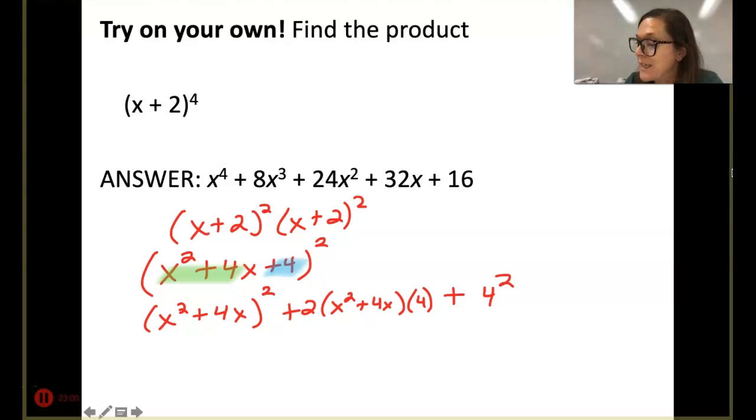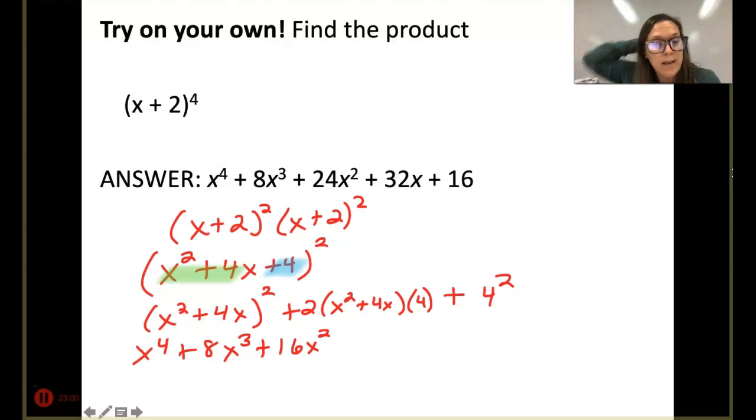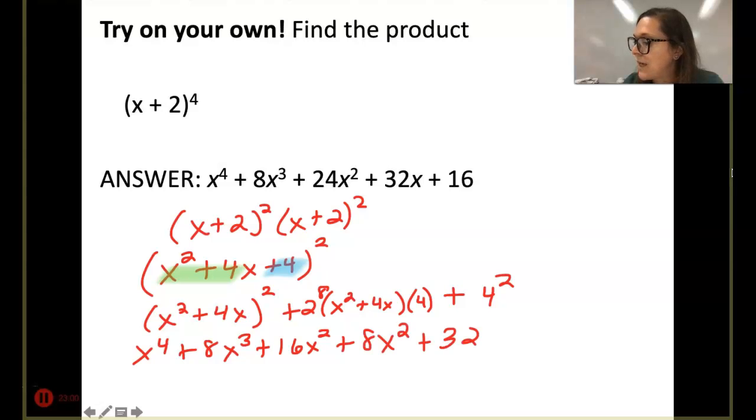So now squaring the green chunk gets me x to the fourth. X squared times 4x is 4x to the third, times 2 is 8x to the third. Squaring the last gets you 16x squared. Okay, so there's that first set of expansion. For my middle chunk, 2 times 4 is 8. Distributing that 8 gets you 8x squared plus 32x. And then your last, 16, 4 squared.